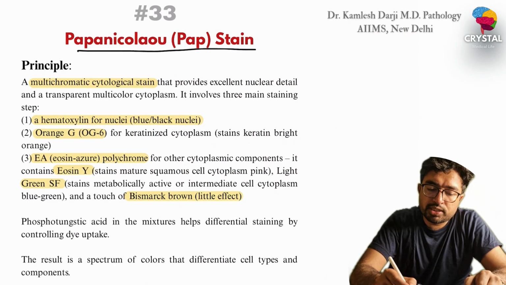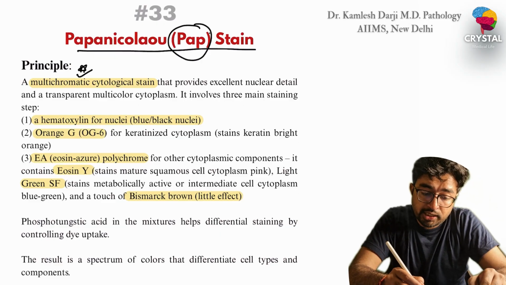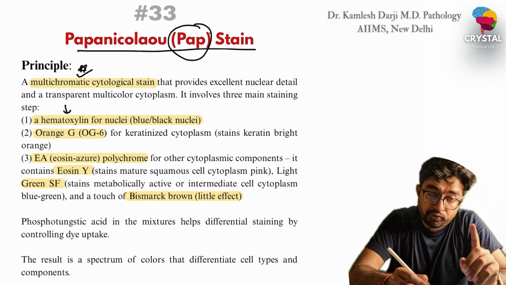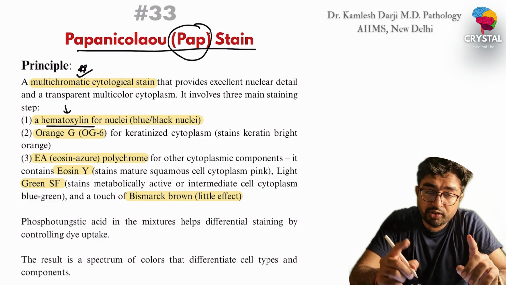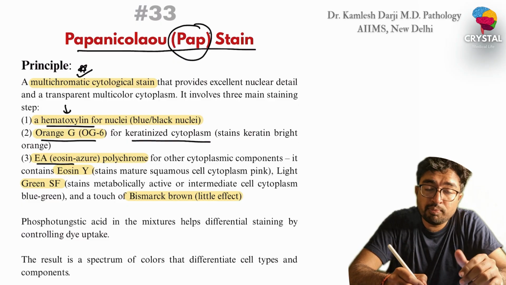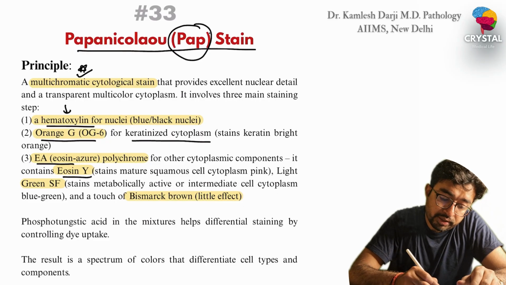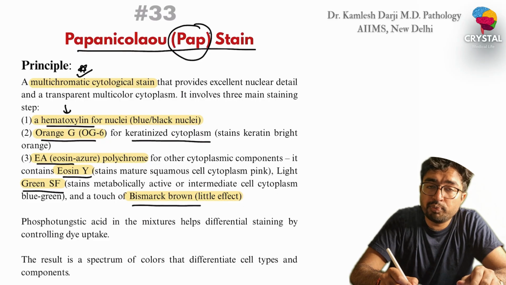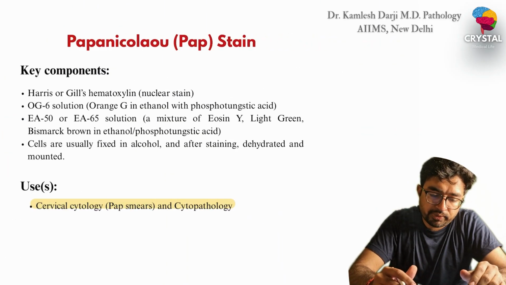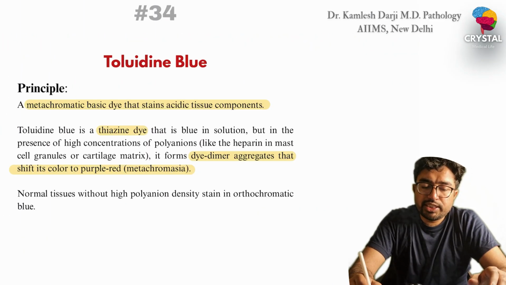Next one is the Papanicolaou stain, also called the PAP stain. This is a multichromatic cytologic stain, and here we use three types of stain in one stain. First one is the hematoxylin for nuclei, then orange G for keratinized cytoplasm, and third one, and most important component, is the eosin azure polychrome. It contains eosin Y, light green SF, and Bismarck brown. As a result, there are so many colors in the PAP stain, and it is very useful in cervical cytology and cytopathology.